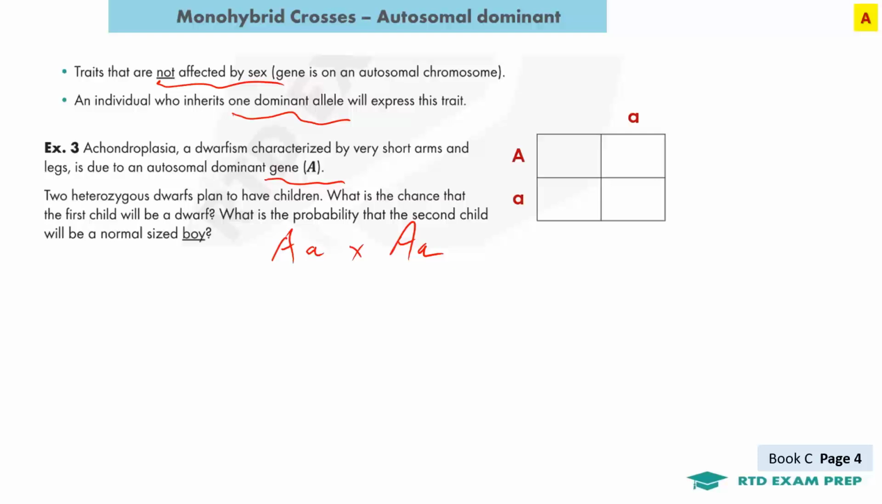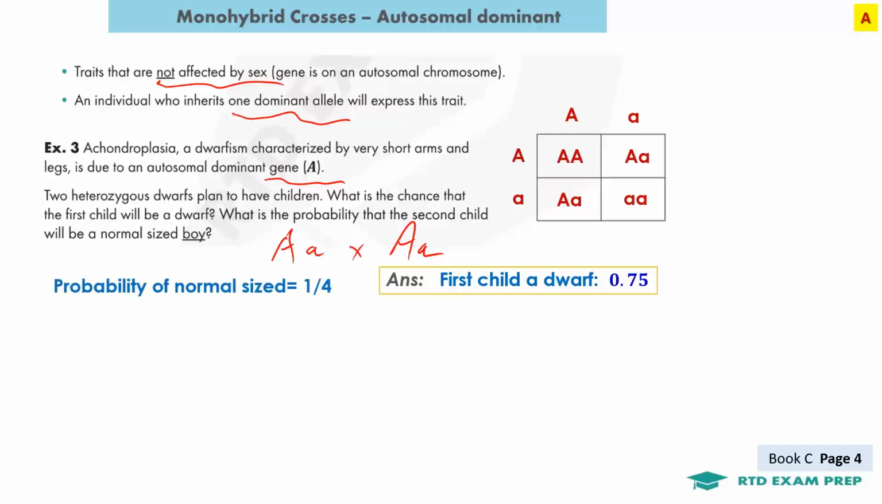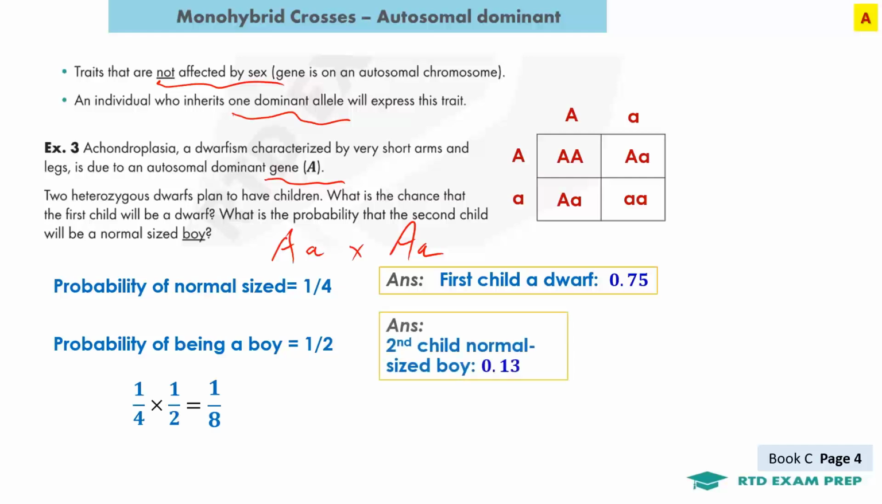Let's take a look. Setting up the first one, we got our heterozygous parents. Then we do our cross, and we can see 3/4 are going to be a dwarf, and 1/4 would be normal. That's our 2 little a's. In question number 2, we're doing a probability of both a boy and normal sized. So 1/4 times 1/2 to give us 1/8, or our 0.13 if this was a numerical response.